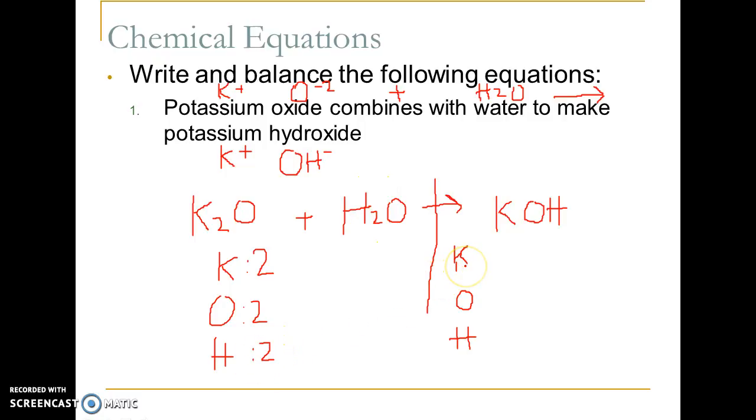Okay, I'm running out of time on this video, so I'm just going to quickly do this. We only need 1 coefficient, and it is a 2 here.